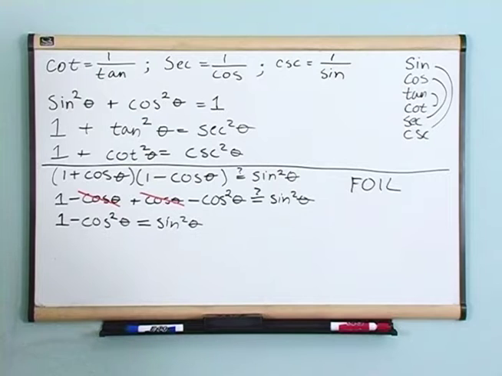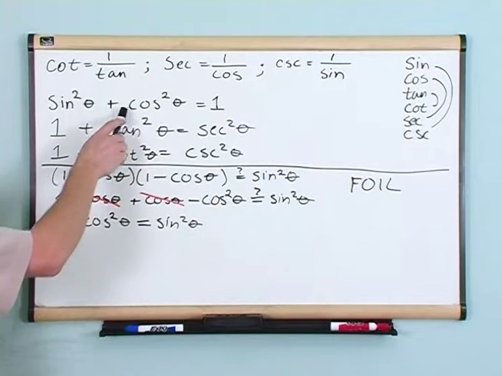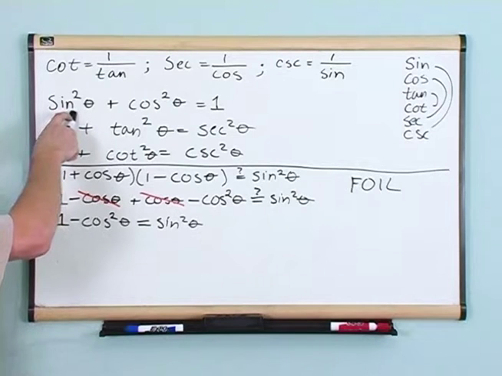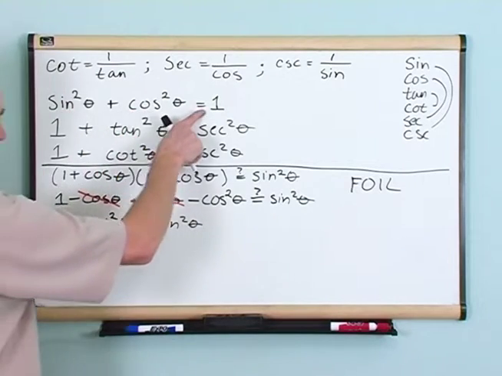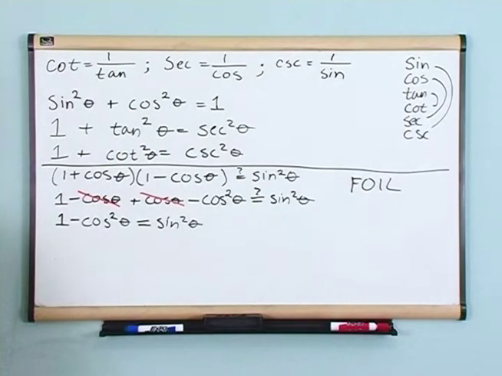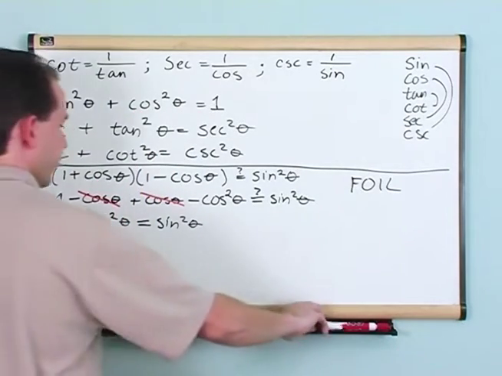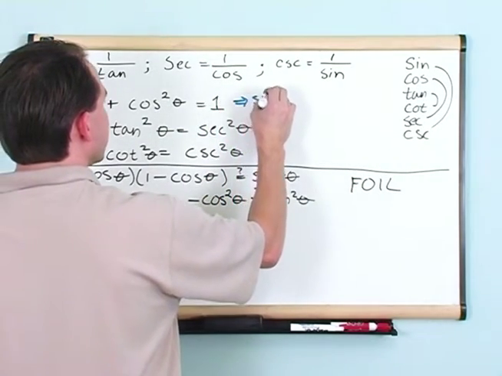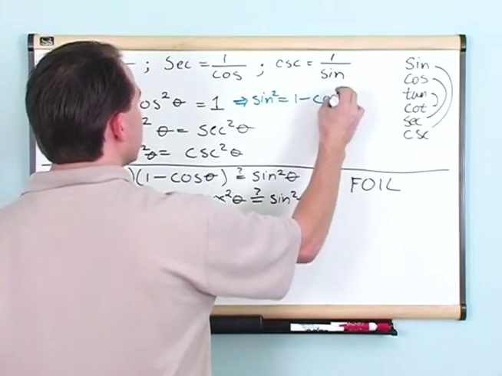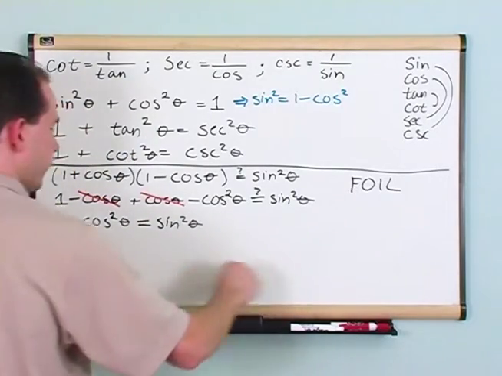Well, now, this is starting to look a little bit like this identity up here. If I take this identity and solve for sine squared, all I do is subtract cosine squared from both sides. So sine squared is equal to 1 minus cosine squared. So I've just proven myself that 1 minus cosine squared is sine squared. Just to show you, what I'm saying here is sine squared is equal to 1 minus cosine squared. All I did was subtract the cosine squared from both sides, and that equality is true.